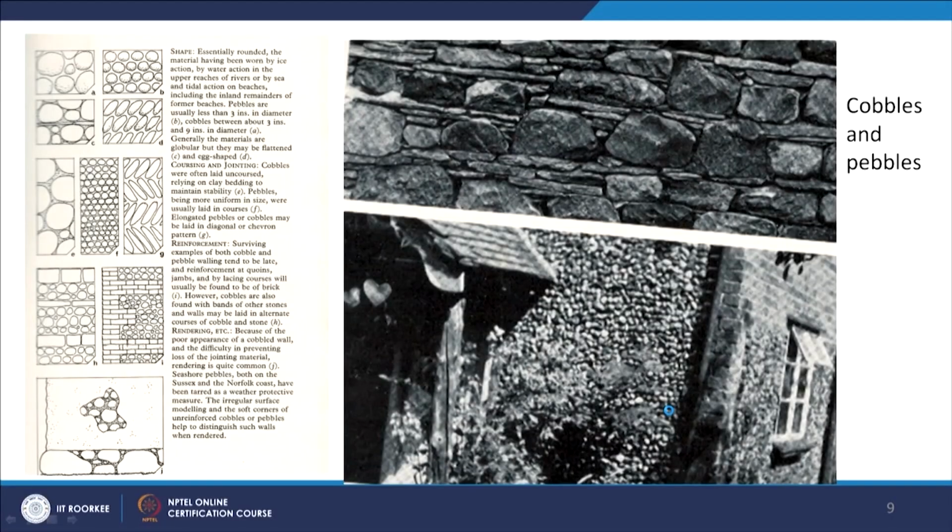Then coming to cobbles and pebbles. Cobbles are the kind of round stones we find near river beds. Pebbles are much smaller ones, which we collect from the shore as well. So this is how the cobbles and pebbles look.